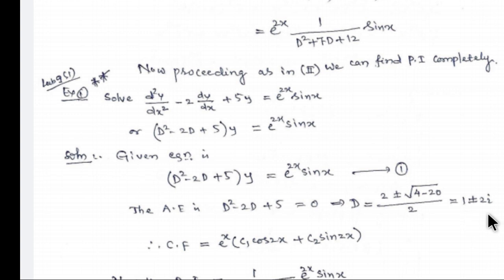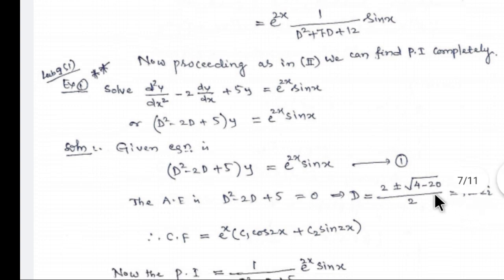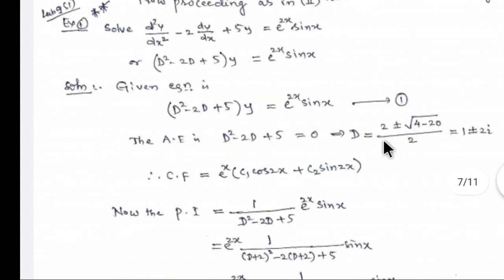So after simplifying this we get 1 plus or minus 2i. These are the D values. One root is 1 plus 2i, and the second root is 1 minus 2i.